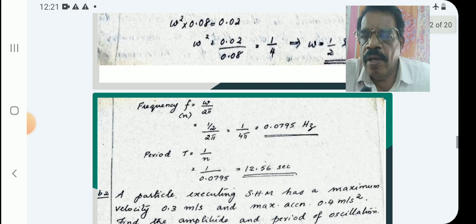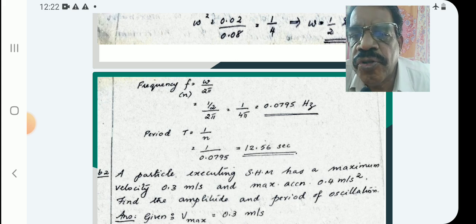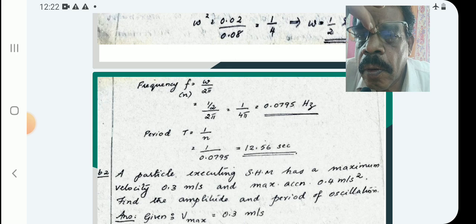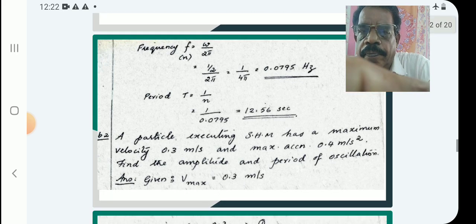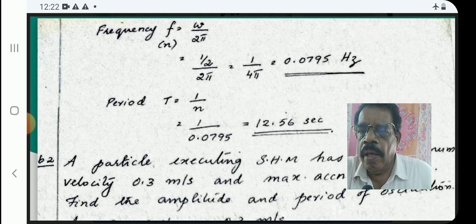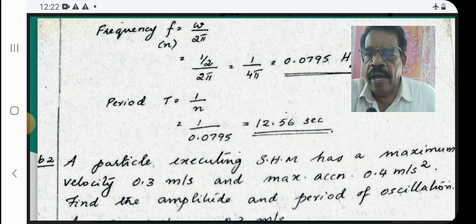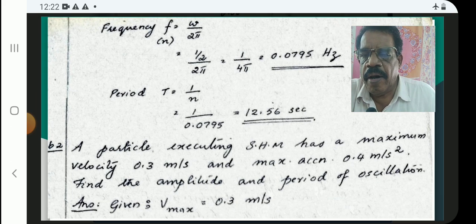That is omega. Frequency f is omega by 2 pi. That is 1 by 2 by 2 pi, 1 by 4 pi, which is 0.0795 hertz. Period T is 1 by n, 1 by 0.0795, 12.56 seconds.